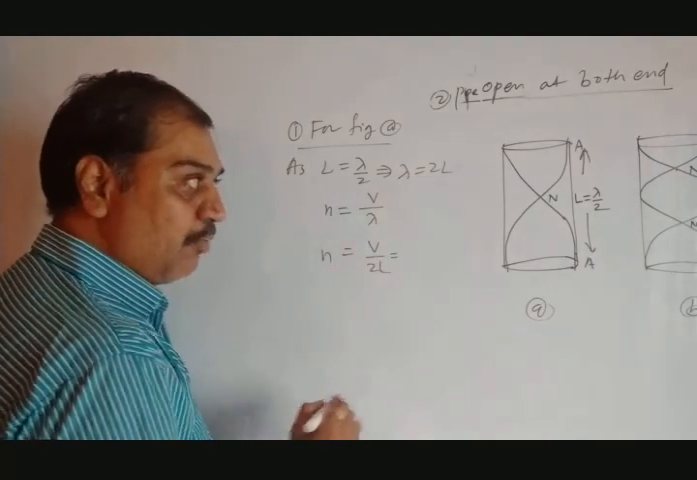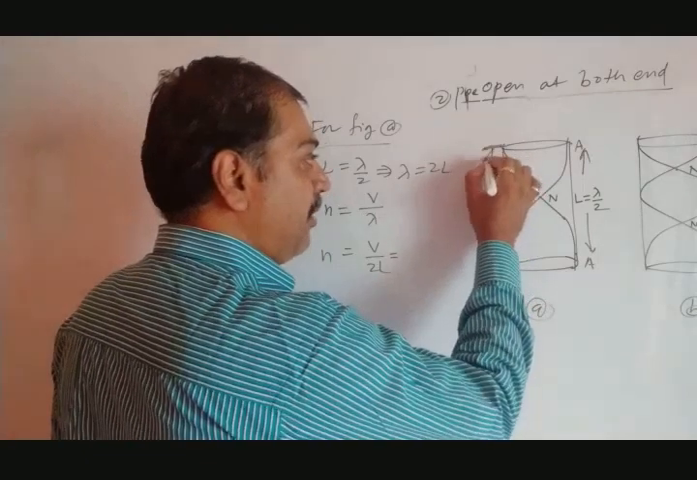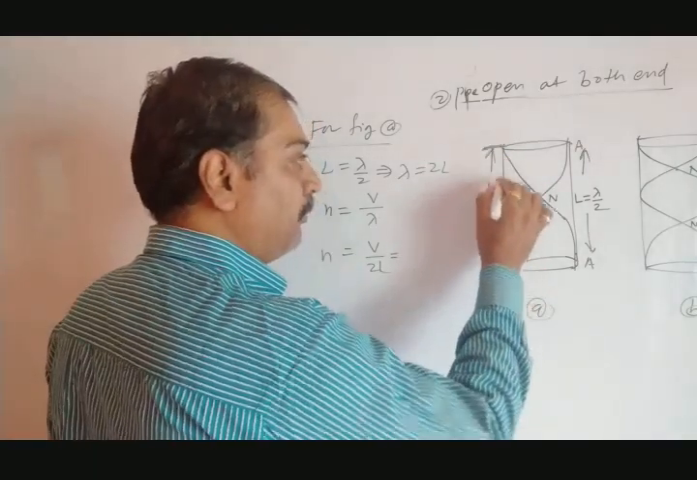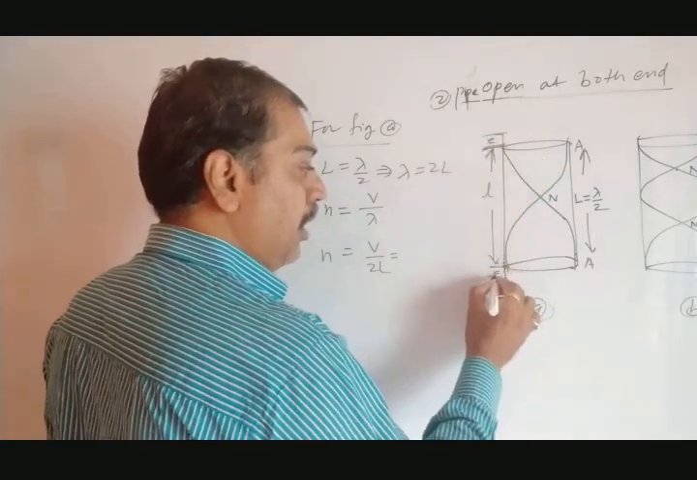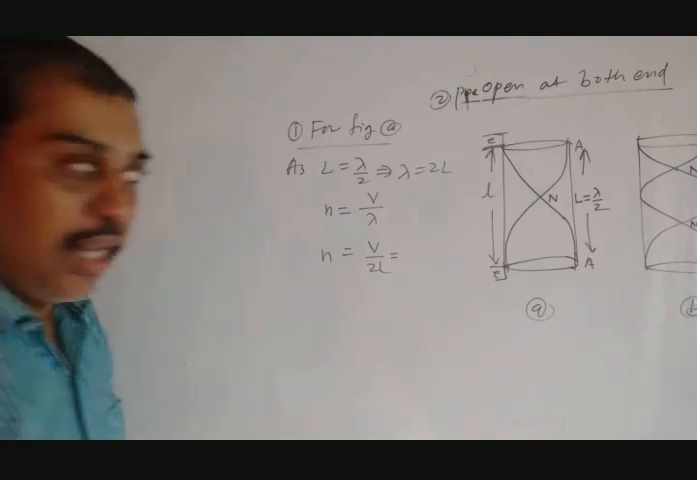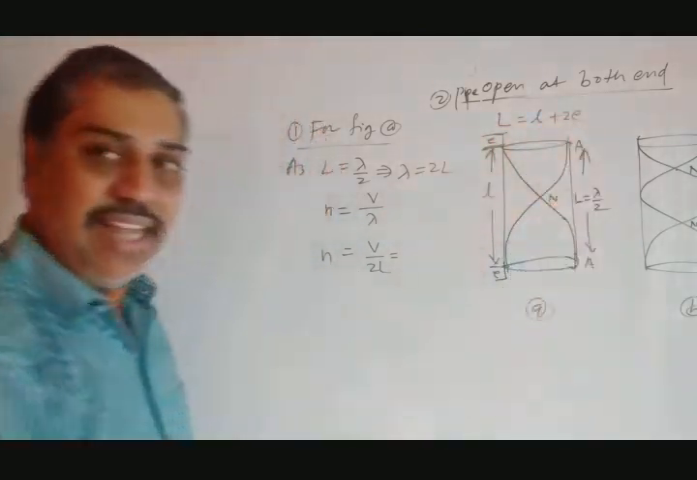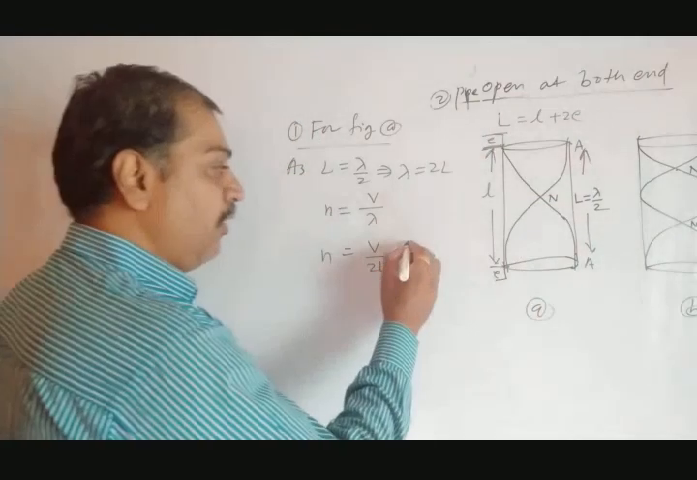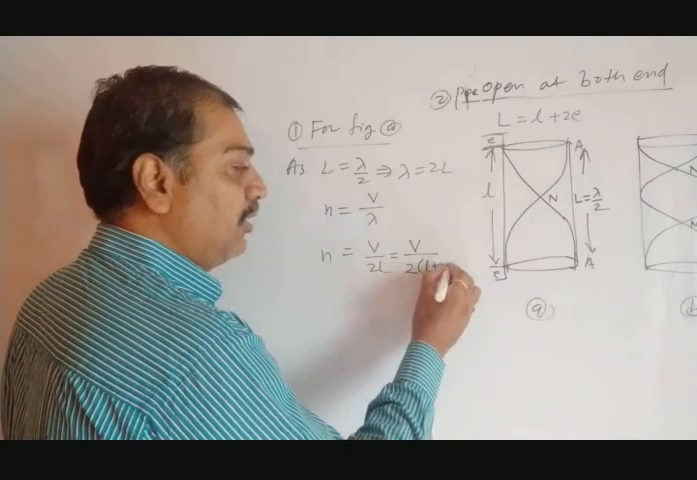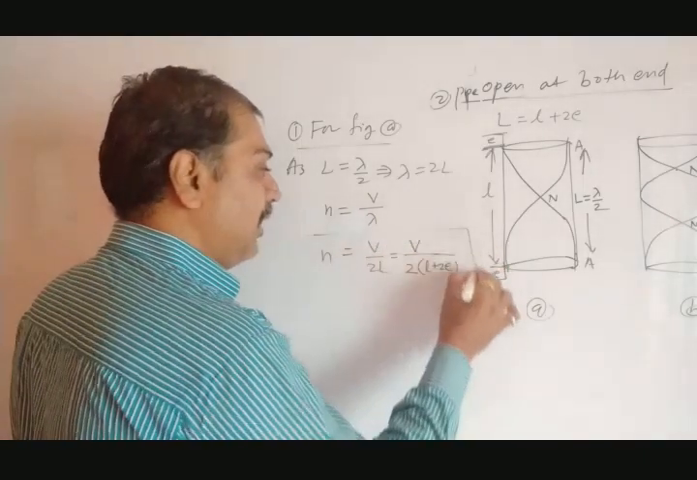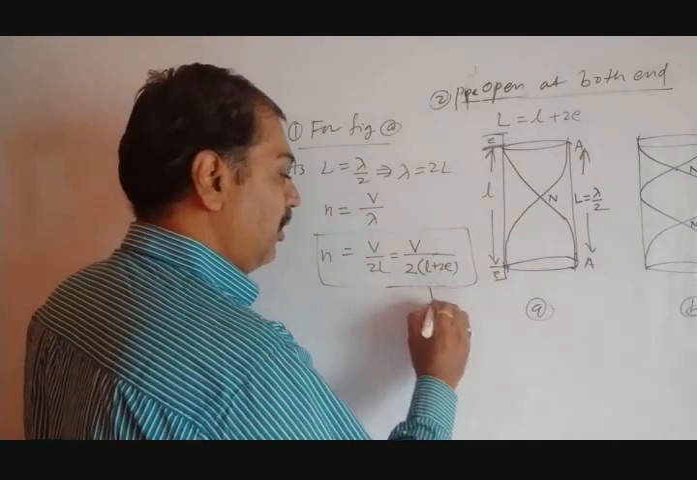Now capital L is what? This diagram we can modify. The length of the pipe is small l. End correction at the top, E. End correction at the bottom, again E. So what is the total length? Capital L equal to small l plus twice E. That is a modification only. So put it here: V divided by 2 in the bracket l plus twice E. This is equation A.